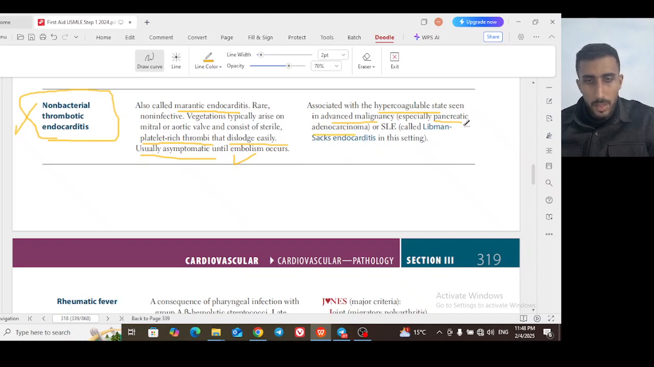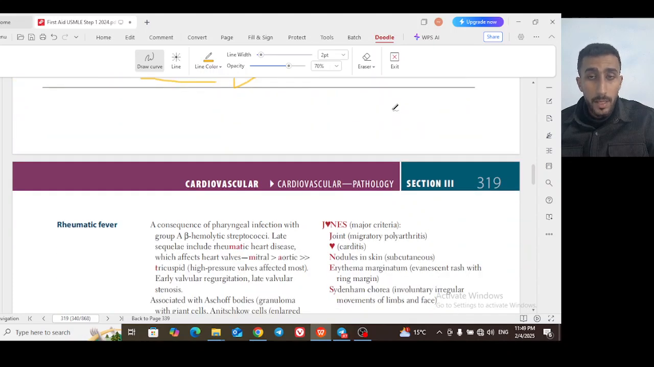So you have these kinds of groups: pancreatic adenocarcinoma, where cancer creates a hypercoagulable state. Specifically with pancreatic adenocarcinoma, they may have thrombosis and unexplained embolism. A different group that may also have nonbacterial thrombotic endocarditis is systemic lupus erythematosus, and in this setting it is called Libman-Sacks endocarditis. So it is either malignancy with hypercoagulable states and thrombosis and emboli, or systemic lupus erythematosus. The nonbacterial endocarditis in SLE is called Libman-Sacks endocarditis.